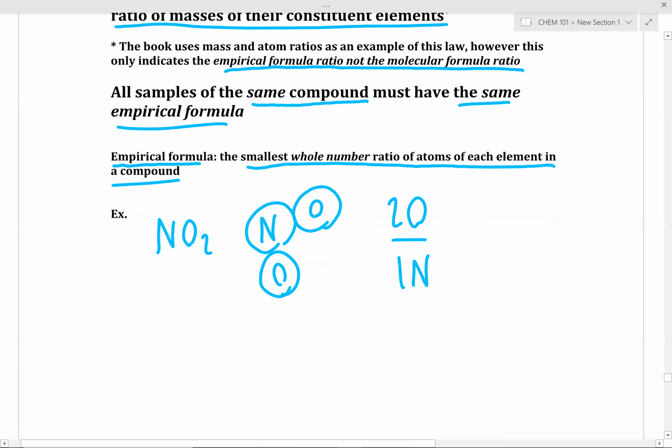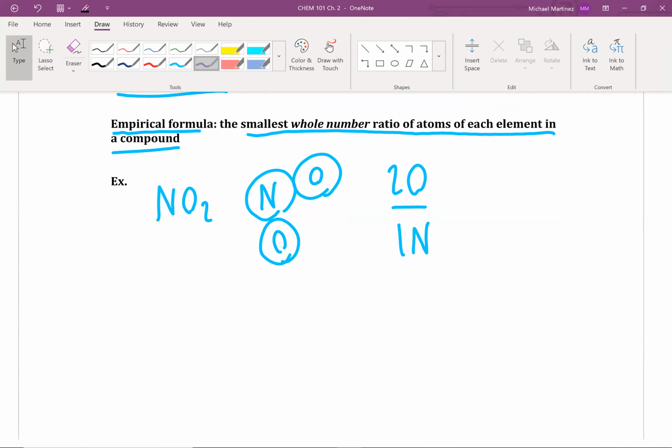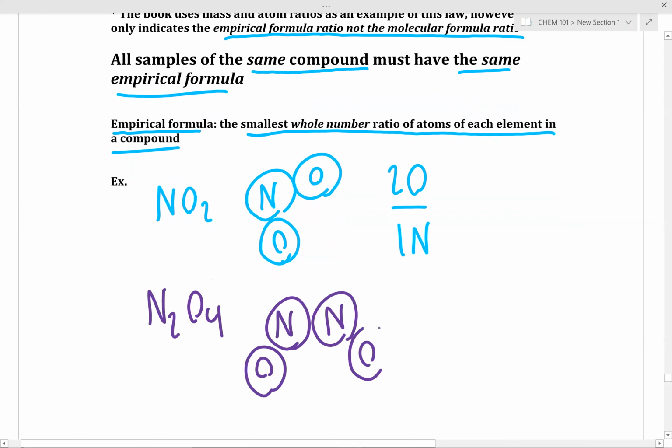Now, let's look at an example that throws a wrench into the works. If we look at N2O4, so drawing out N2O4, we have how many, whoops, one more. So how many oxygens do we have? 4, yep. And how many nitrogens do we have? 2.